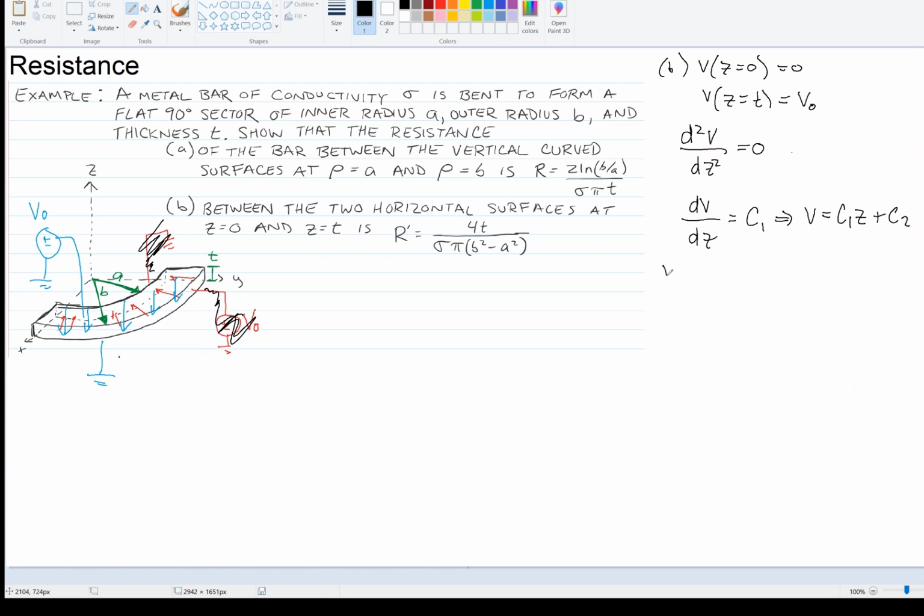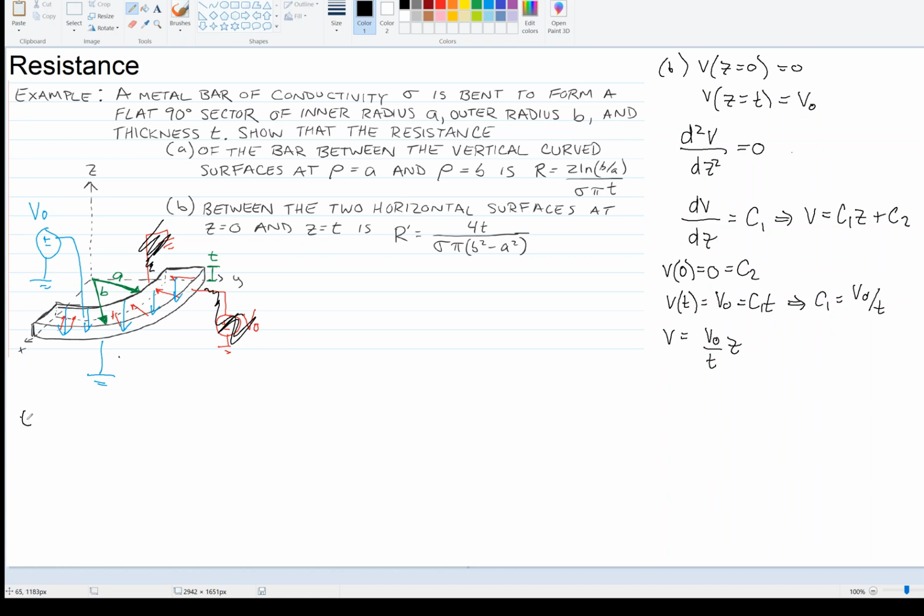Okay, so I've got to get those constants. So I apply the boundary conditions. At 0, I should have 0. So that gives me C2, actually. That's nice. So C2 is 0. And at t, I should have V0 volts. So that is C1 times t, right? And so that implies that C1 is V0 over t. So now our voltage, our potential difference, is fully specified. C1 is V0 over t, and then times z, and then C2 is 0. Nice. Okay, moving right along then, the next step was to calculate the electric field.